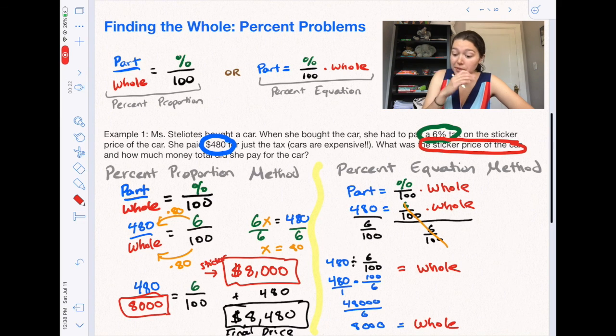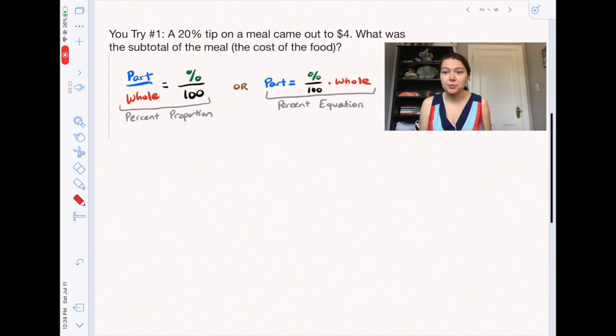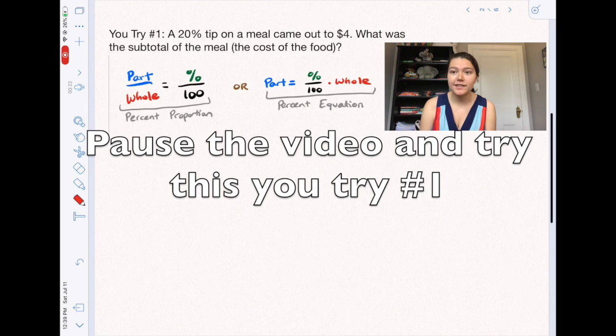All right, so you can go ahead and you can try our next example. You are allowed to use the percent proportion or the percent equation. That's up to you. We have that a 20% tip on a meal came out to $4. What was the subtotal of the meal or the cost of the food? Okay, so I'm trying to have you, of course, find the whole, where we're given our percent of 20%, and the amount of the tip was $4. So that's going to be our part. Okay, so either method, go ahead and try this and find the subtotal of the meal, the cost of the food.